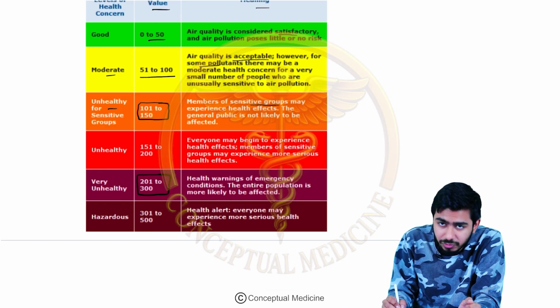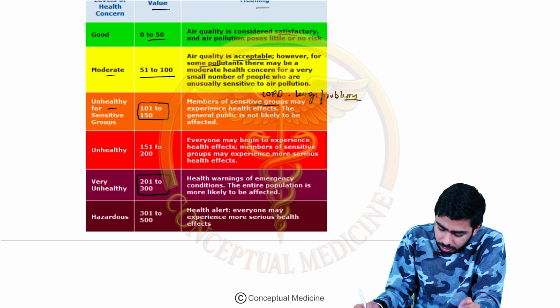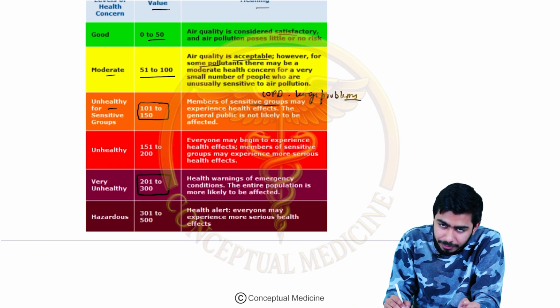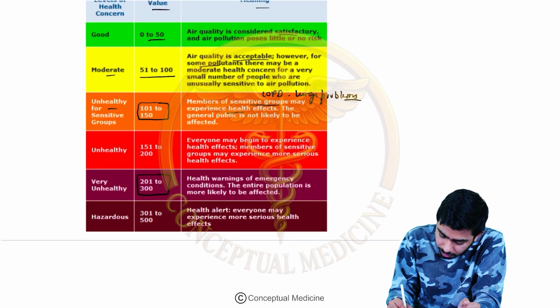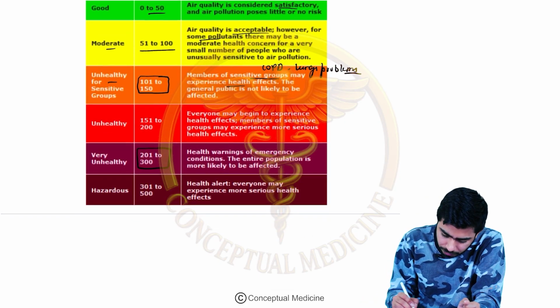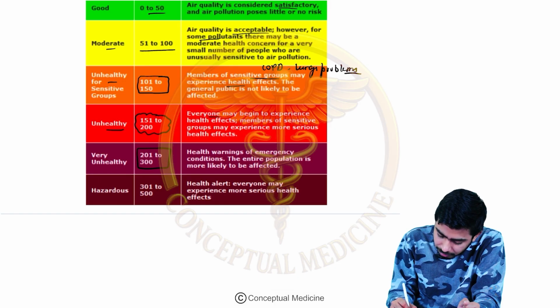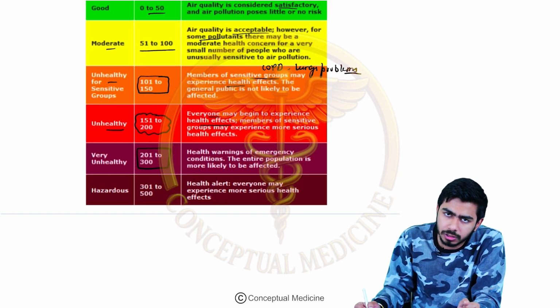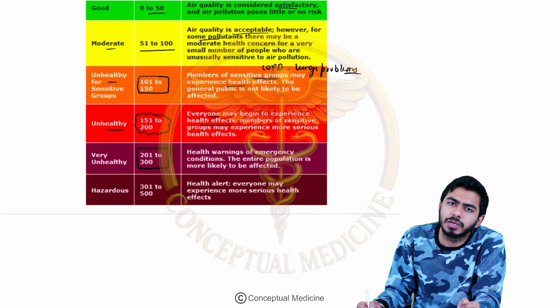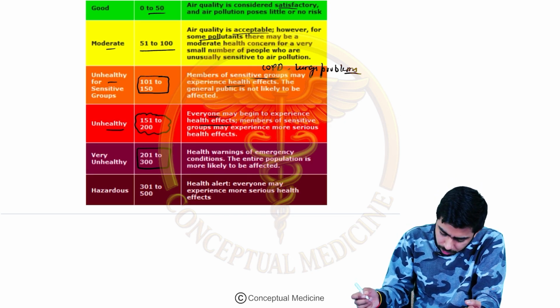Members of the sensitive group are those who have COPD or some lung problems. These people will be more susceptible to this kind of air quality index and will experience health effects. The general public is not generally affected, but people who are already suffering might suffer more. If you talk about 151 to 200, it is considered unhealthy air quality. In this category everyone may experience adverse health effects, whether elderly people or those already suffering.